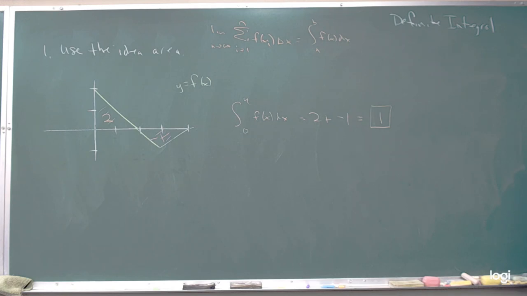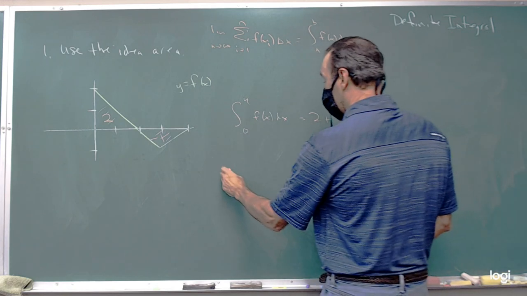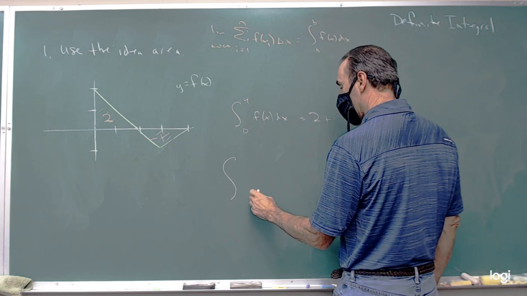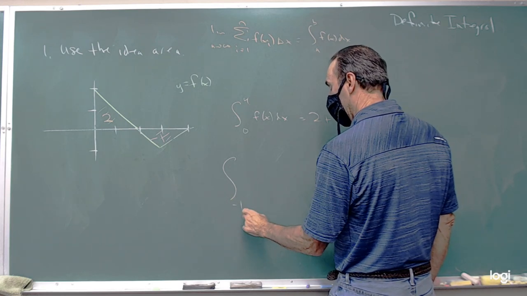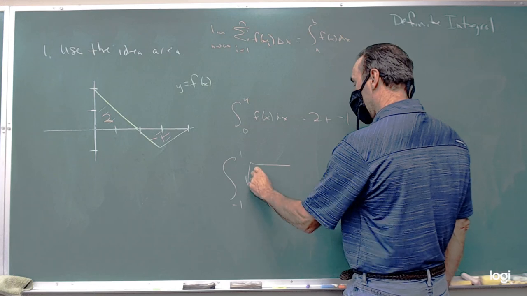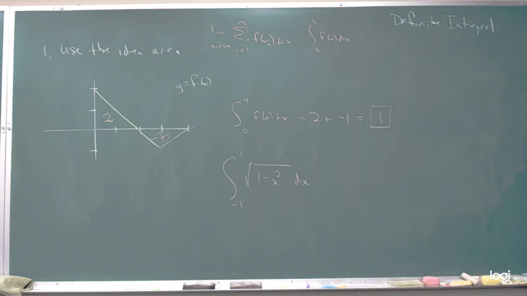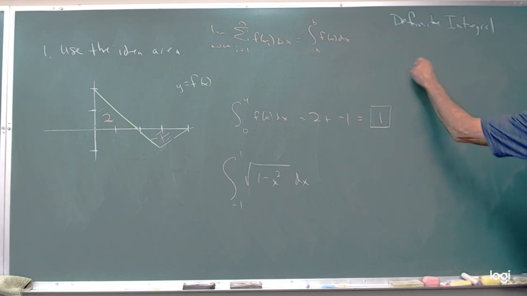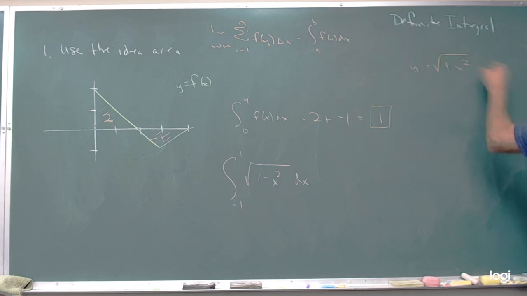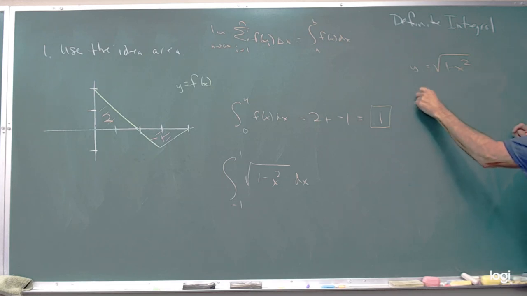Okay. Now, if we do something like, say, the integral from negative 1 to 1 of the square root of 1 minus x squared, goodness, that's a big step from where we were. Except, if you know what that graph looks like. Do you know what the graph of y equals square root of 1 minus x squared is? I'm gathering that's a no. If we square both sides, it might become more recognizable.